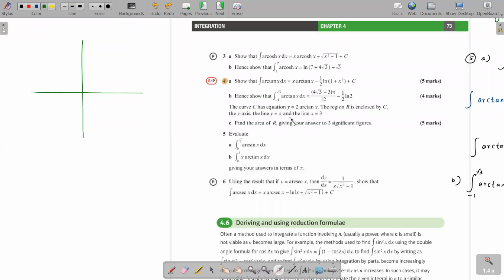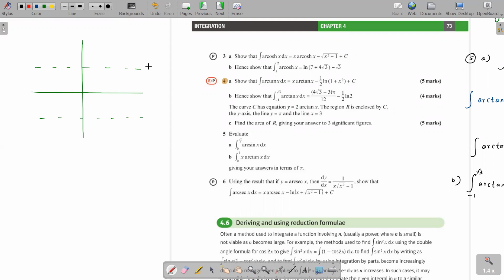So for the tan x graph, the asymptotes are at pi over 2 and minus pi over 2. When we convert it to arctan, the arctan graph also has its asymptotes at pi over 2 and minus pi over 2. However, we have 2 arctan, so the asymptotes pi over 2 and minus pi over 2 are multiplied by 2.